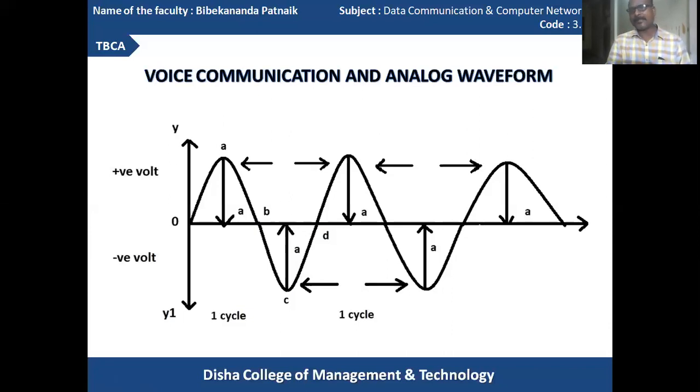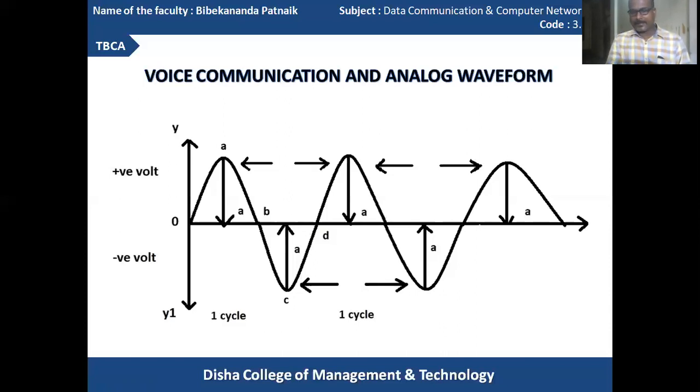The total number of complete cycles generated in 1 second is known as frequency. So the frequency is nothing but the time period over which the signal flows over a medium. It is denoted by small f and measured in terms of hertz, that is megahertz, kilohertz or gigahertz, that's basically hertz, or cycles per second.